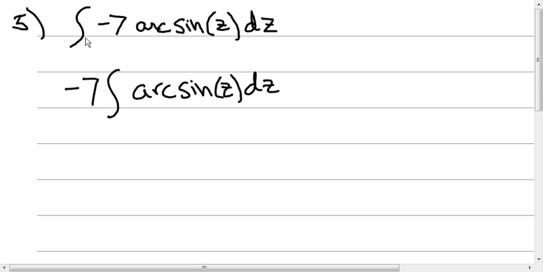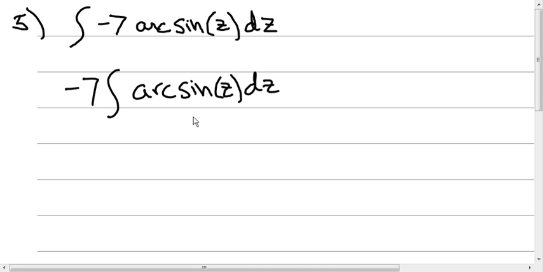Question 5, integrate a function that looks like this with an arc sine z in it. You may have already memorized what the integral of arc sine is, but I suspect they're going to want to see your work. So this would be a good practice to watch me do this. This silly little -7 I immediately bring out, and we're left with something that looks like this. So how are we going to integrate arc sine?